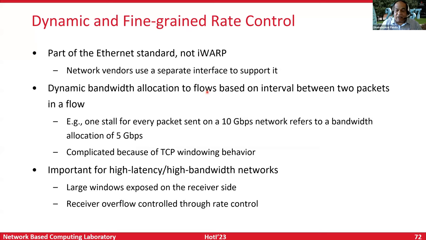The other two features which separate InfiniBand and Ethernet RDMA are dynamic and fine-grained rate control. This is actually a part of the Ethernet standard, not iWARP. Those of you who are familiar with Ethernet will know: let's say I have a 10 gigabit network and I want to use it as 5 gigabits. I want to slow it down. I can put in one stall for every packet, so that it gradually reduces and becomes 5 gigabits. Of course, TCP windowing behavior may change that a little bit. And these are controlled through the source. In fact, in the Ethernet world, there are a lot of network situations which are high latency, high bandwidth.